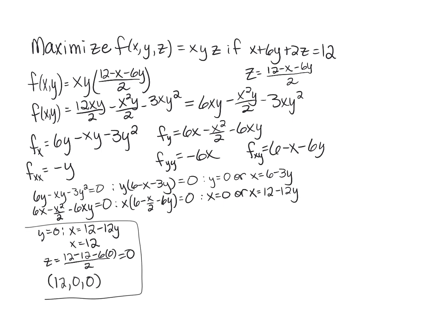Now, let's try the next one. And remember, each of these, we also have to put these together too. So if x equals 0, and I'm using x equals 6 minus 3y, then I can solve for y, and y equals 2. Take x is 0, y is 2, plug it into our constraint. I get 12 minus 12 again. So z is 0 again. I have the point 0, 2, and 0.